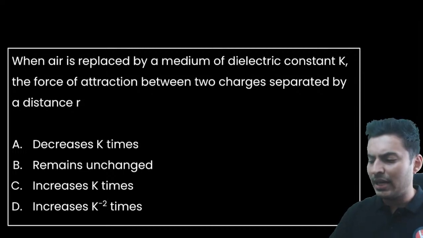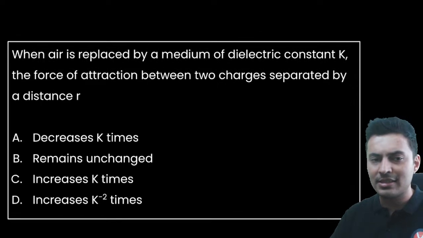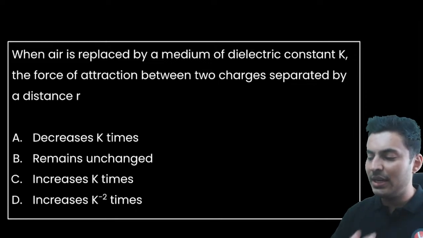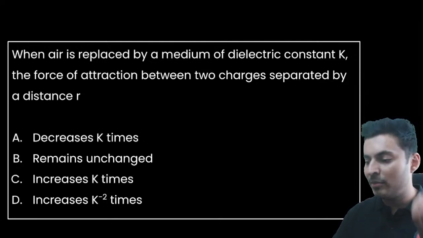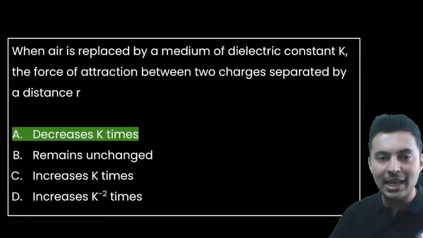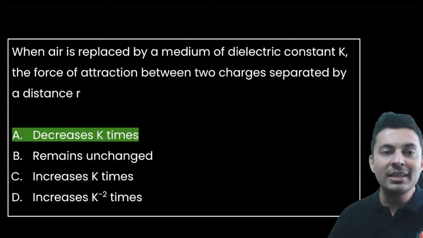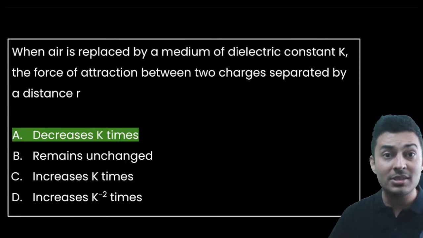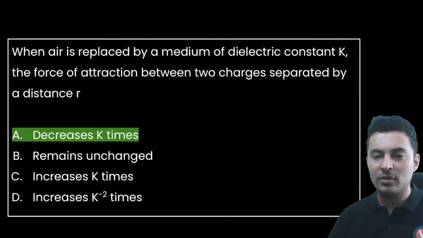When air is replaced by a medium of dielectric constant K, the force of attraction between the two charges separated at a distance R decreases K times, remains unchanged, increases K times, or increases K raised to minus 2 times. What do you think it is? When air is replaced by a medium, what happens to the force? It becomes weak because the field becomes weak. How many times does it become weak? It becomes weak K times, so it decreases K number of times. So hence, the answer is option A. It's not C. It does not increase. The capacitance increases K times. But the field and force, all these things decrease K number of times.